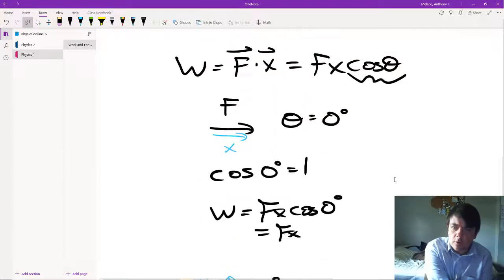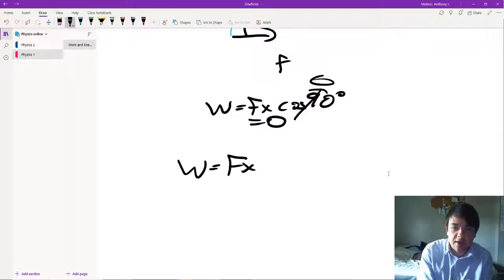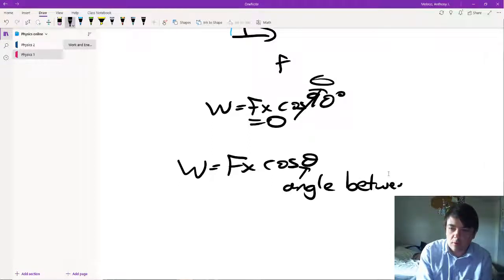And so when you're calculating work, all you are really doing is you're just putting F times x and then cosine of the angle between force and displacement. Okay.